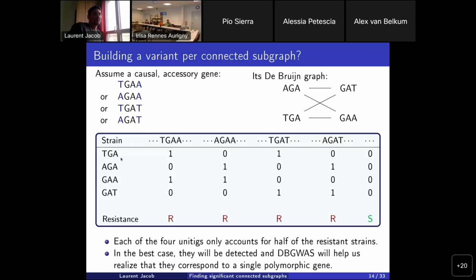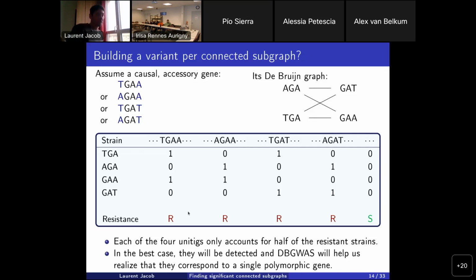And you can do a test of the association between the presence of each of these 4 unitigs and the resistance phenotype. And you see that here in my panel, I have 4 resistance samples. Each of them contains one of these versions. And then I have also sensitive samples that don't contain the resistance genes, so they don't contain any of these unitigs. And you see that if I test these unitigs, each of these 4 will only account for half of the resistance strains. TGA will be present in this strain and this strain, but not in the 2 others, etc., etc.